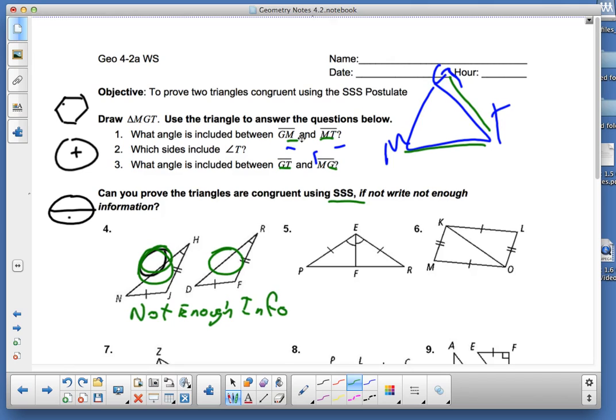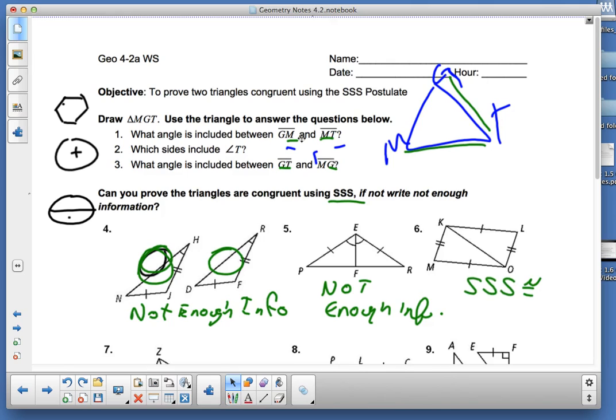Now in this next one, although today we might be able to use side, angle, side because of that reflexive, yesterday's direction stated we can use side, side, side. And if you can't, not enough info. So not enough info. Here in 6, do you see I can do reflexive and I've got side, side, side? So I've got side, side, side congruence as my solution for the two triangles because I've got a reflexive property that allows me to talk about KO being congruent to OK.